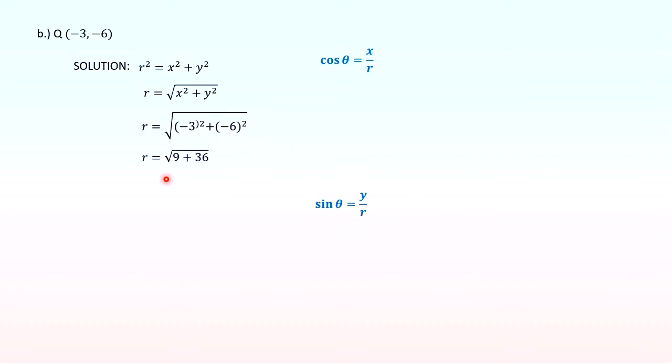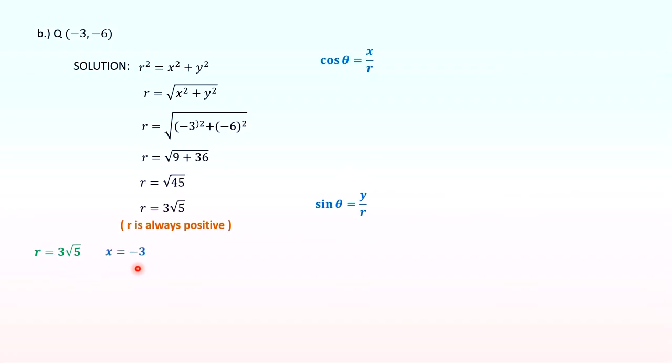So let's simplify. So r is equal to square root of negative 3 squared, that is equal to 9, plus negative 6 squared, that is 36. And when we add 9 and 36, that is equal to square root of 45. To simplify this one, r is equal to 3 square root of 5. Again, r is always positive. So this time, we have the value of r is equal to 3 square root of 5.